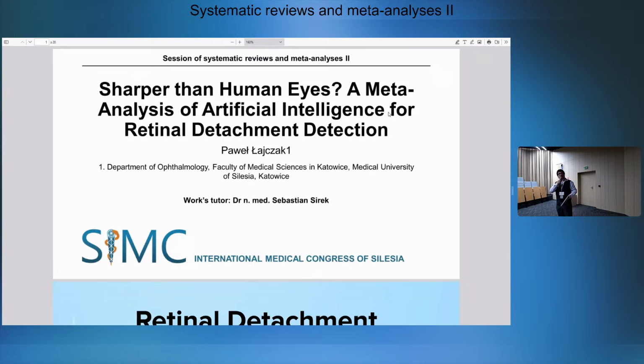My name is Paweł Łajczak, and I am a student of the scientific circle at the Department of Ophthalmology. Today I have prepared a systematic review and diagnostic meta-analysis on retinal detachment detection through artificial intelligence.